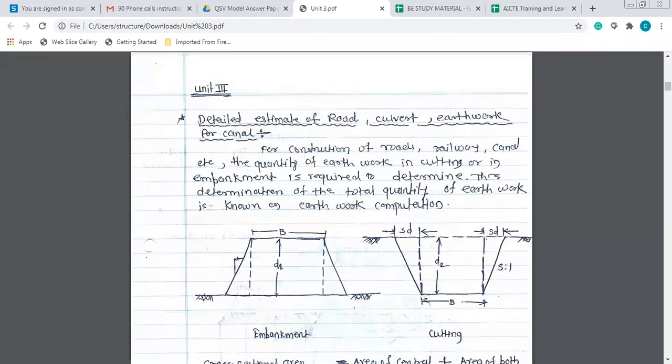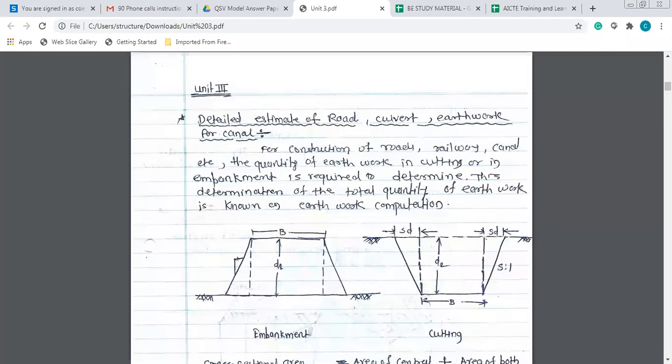Now you should have some knowledge about the roads which are in cutting section and the roads which are in embankment section. I hope you are familiar with that. So let's begin with that particular point. Detailed estimate of the roads, culverts, or the earthwork for the canals. For the construction of roads, railways, canals, the quantity of earthwork in cutting or in embankment is required to be determined. This determination of the total quantity of earthwork is known as earthwork computation.